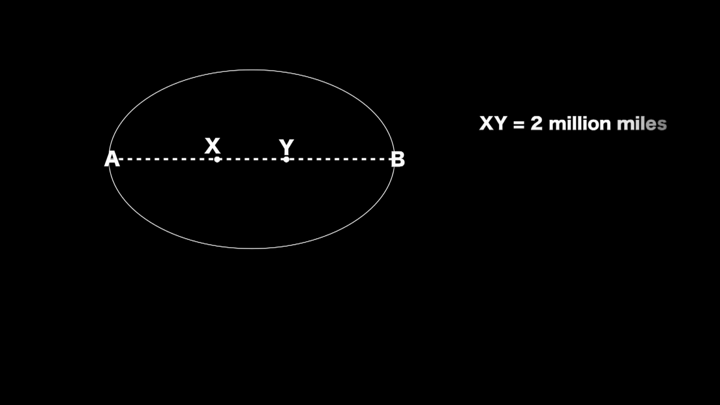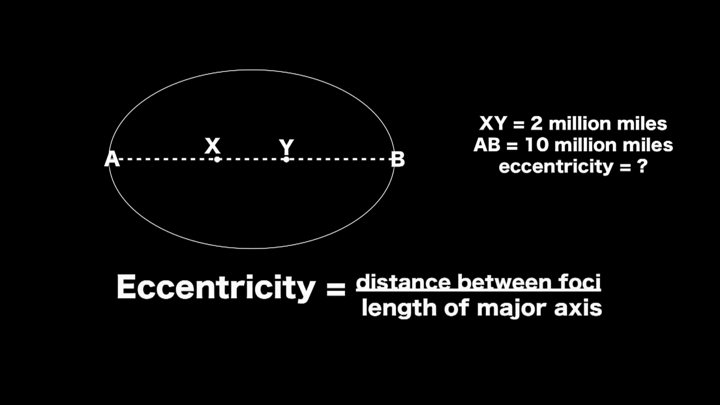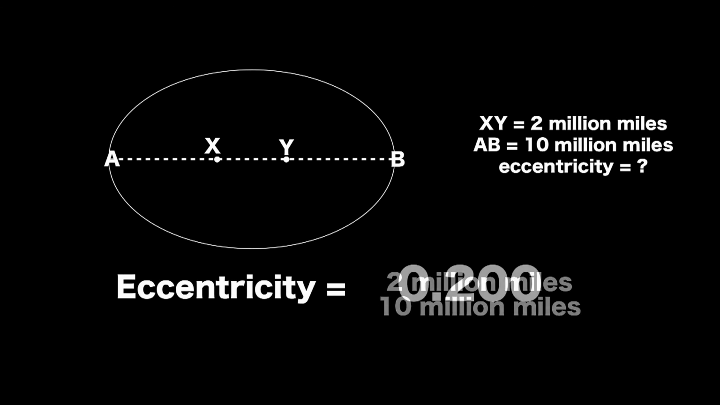So let's just put some numbers to it. Your XY, your focal distance, is going to be 2 million miles. Your length of your major axis is 10 million miles. You put 2 in the numerator, you put 10 in the denominator, and your eccentricity is going to turn out to be 0.200.